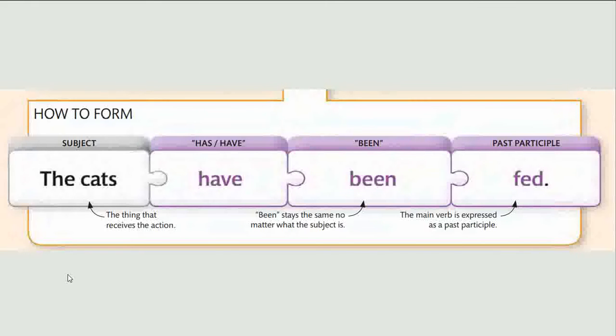So now let us look at the present perfect in the passive. The cats have been fed. The subject is the cats. "Has" or "have" is taken according to the subject. "Been" and the past participle. "By me" is dropped. The thing that receives the action, the cats, so it's passive voice. "Been" stays the same no matter what the subject is; it remains intact. The main verb is expressed as a past participle. At this moment, you are requested to pause the video and construct a sentence with a similar structure.